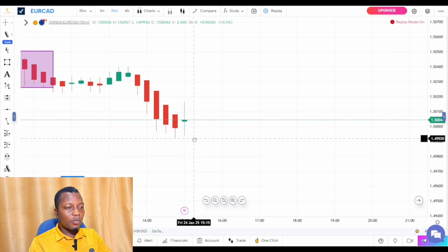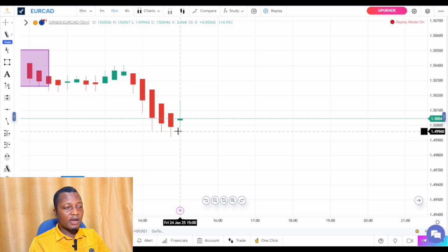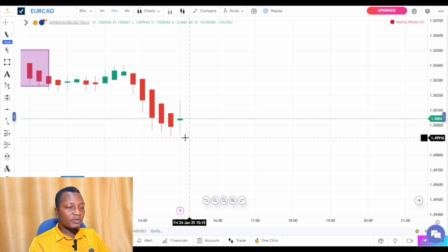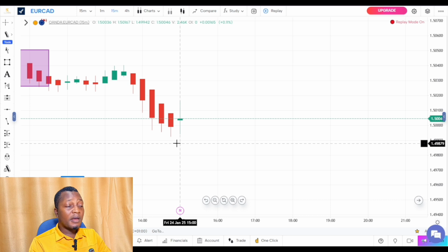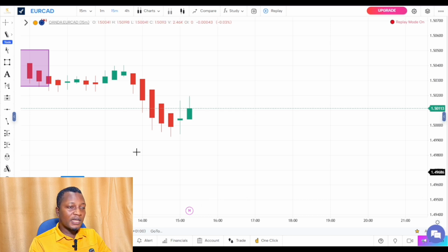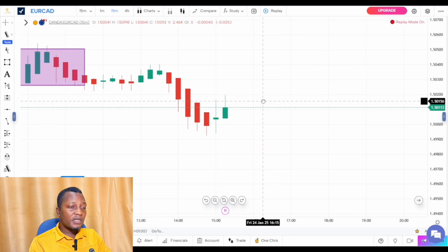So what do I do? If I see this, I wait next for the other move that's going to happen, which is most likely going to be a momentum candle to the upside telling me that the buyers have taken over in the market. So now let's see. Very good. Now I have this momentum candle already indicating to me that the buyers have taken over.